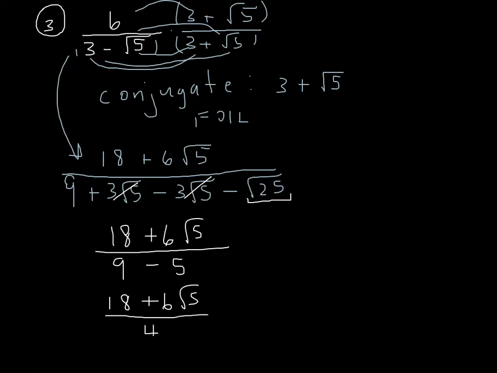Now, before you think you're done, you should always look at everything and see, is there a greatest common factor I can get out? And because these are all even, I can divide everything by 2. So I'm going to divide everything by 2. So my final answer will be 9 plus 3 square roots of 5, all divided by 2.